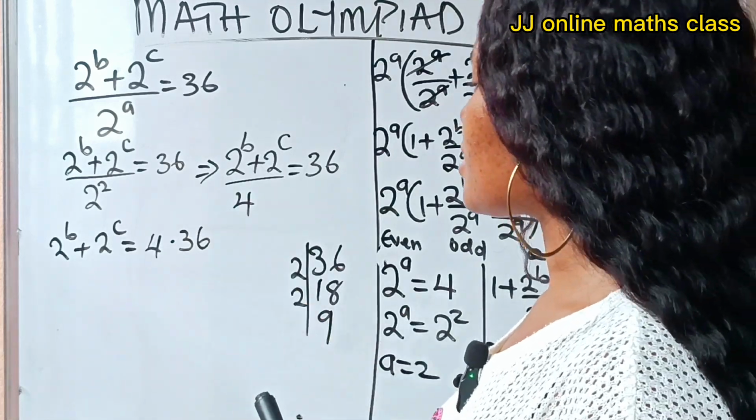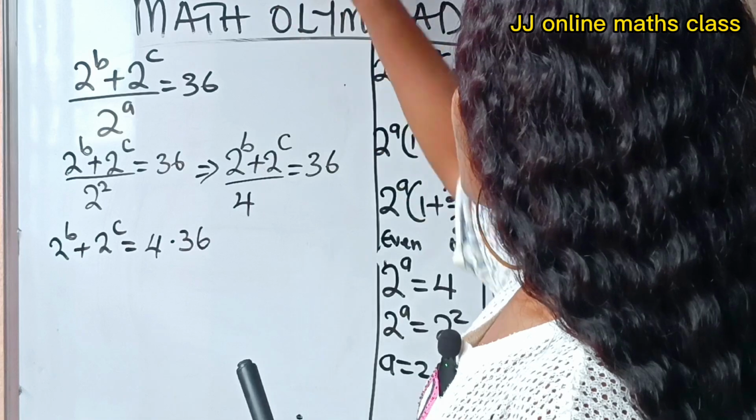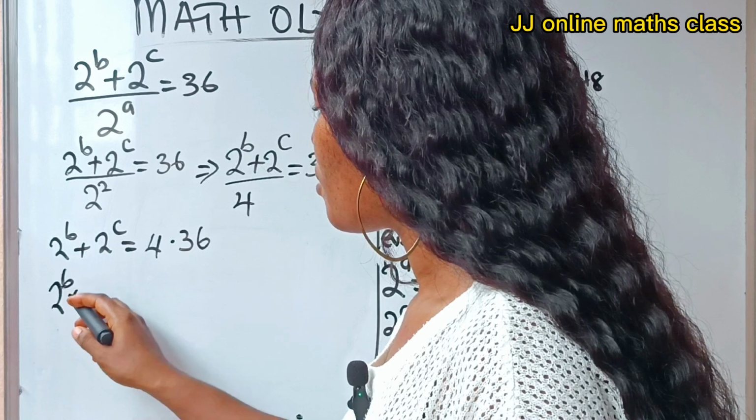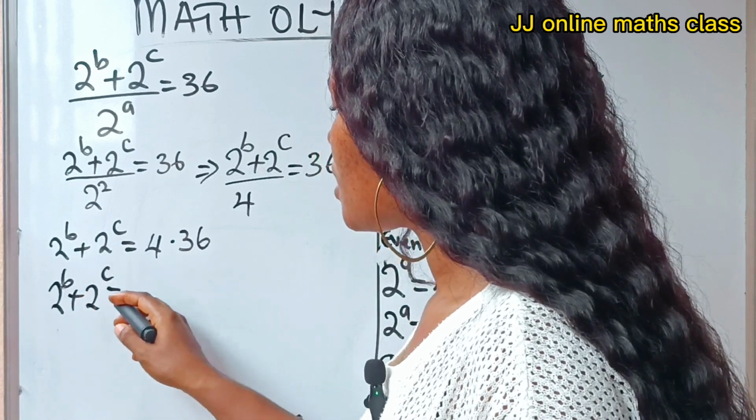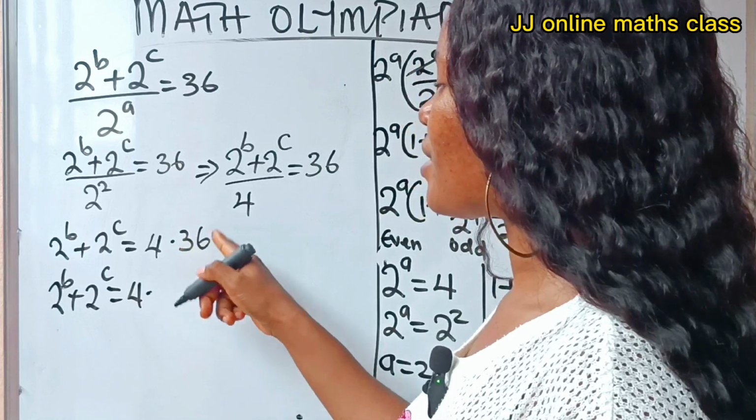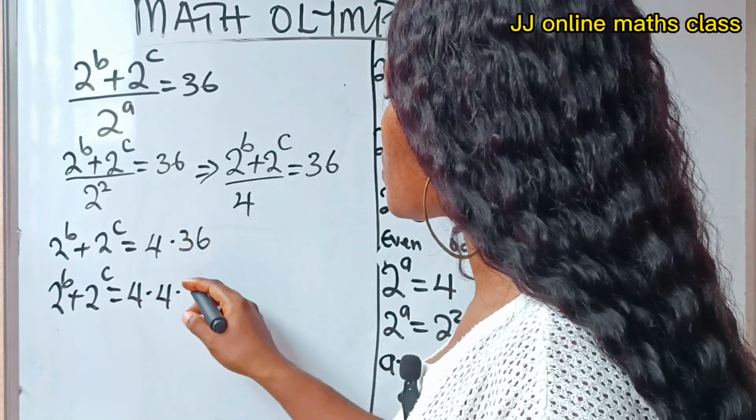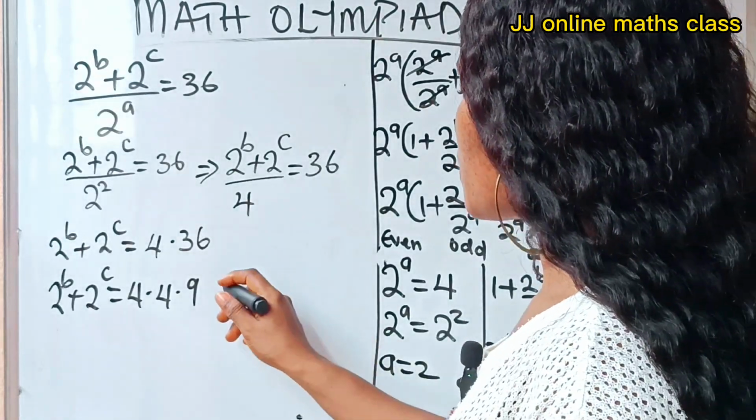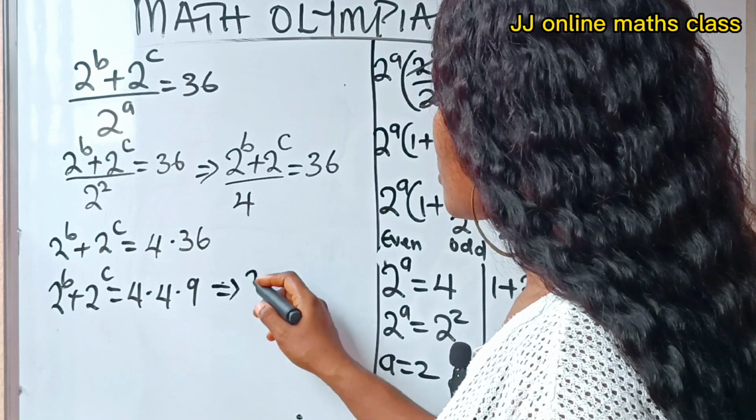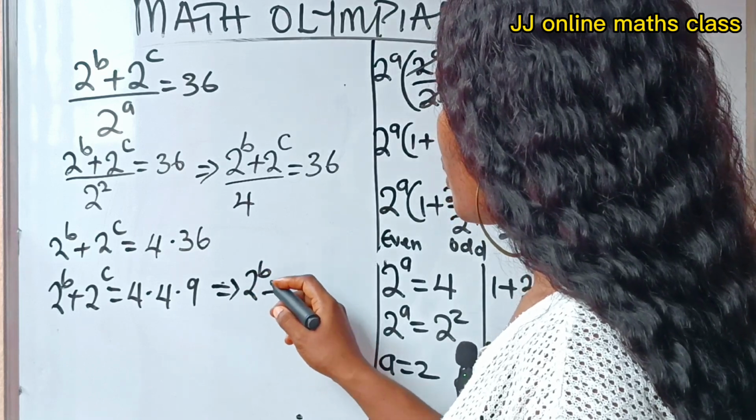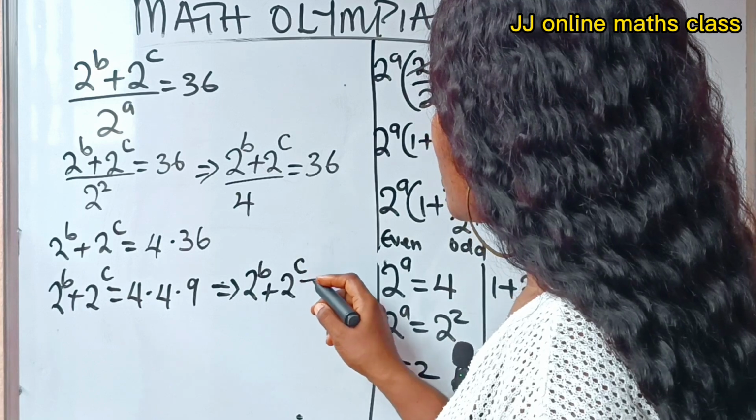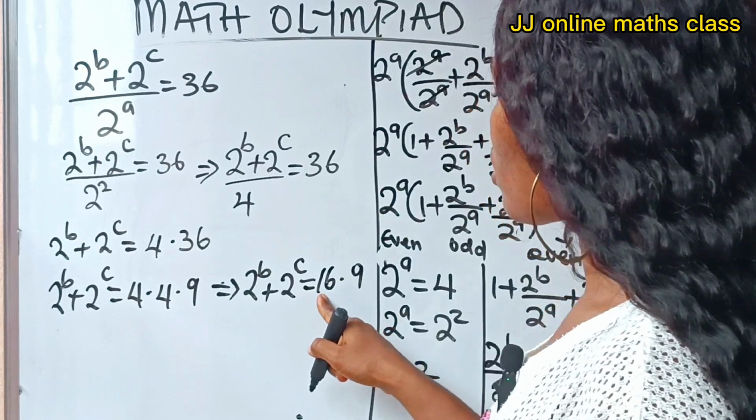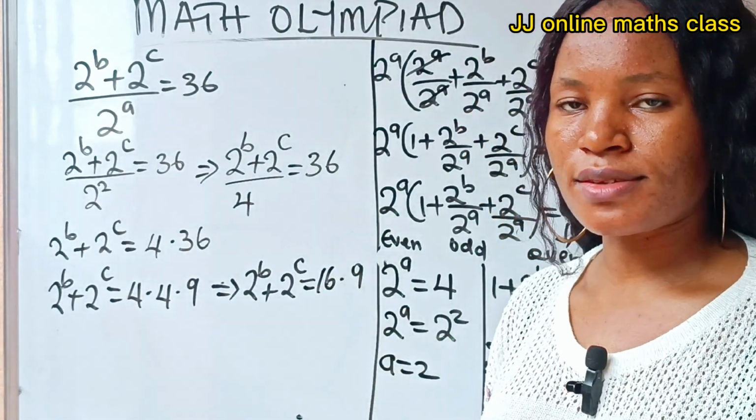So we can rewrite this as 2 to the power of b plus 2 to the power of c is equal to 4 times. Remember that 36 is the same thing as 4 times what? 9. Okay, so we can now write this as 2 to the power of b plus 2 to the power of c is equal to 4 times 4, which is 16. So now we have one even and one odd.